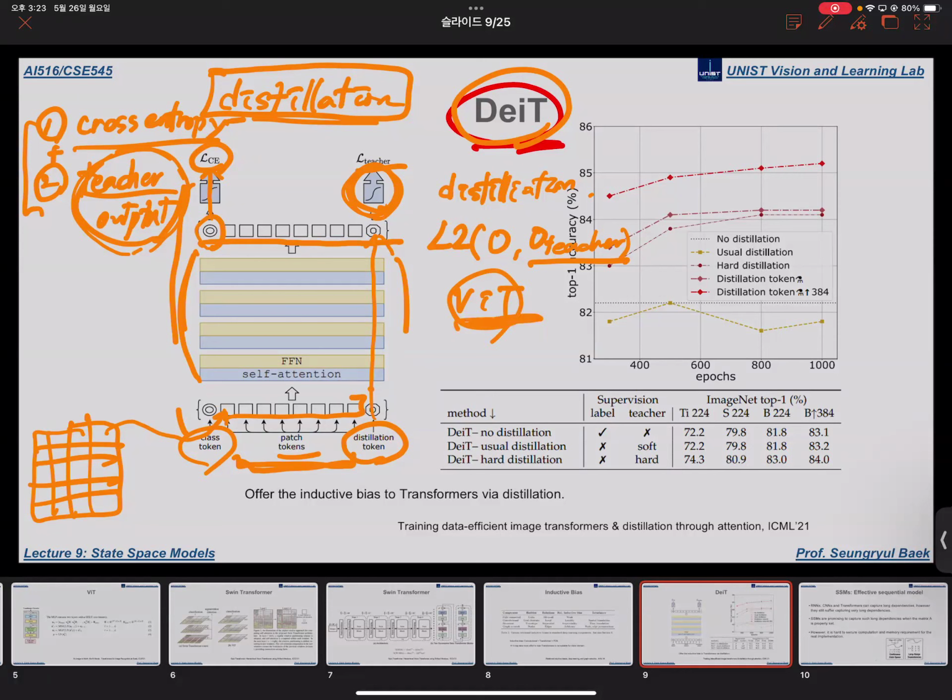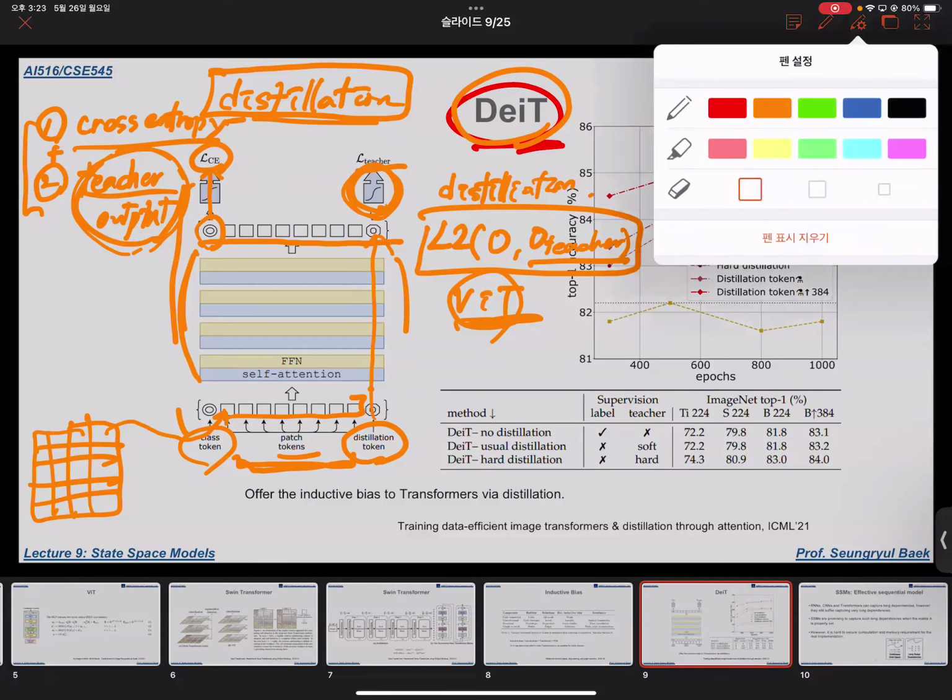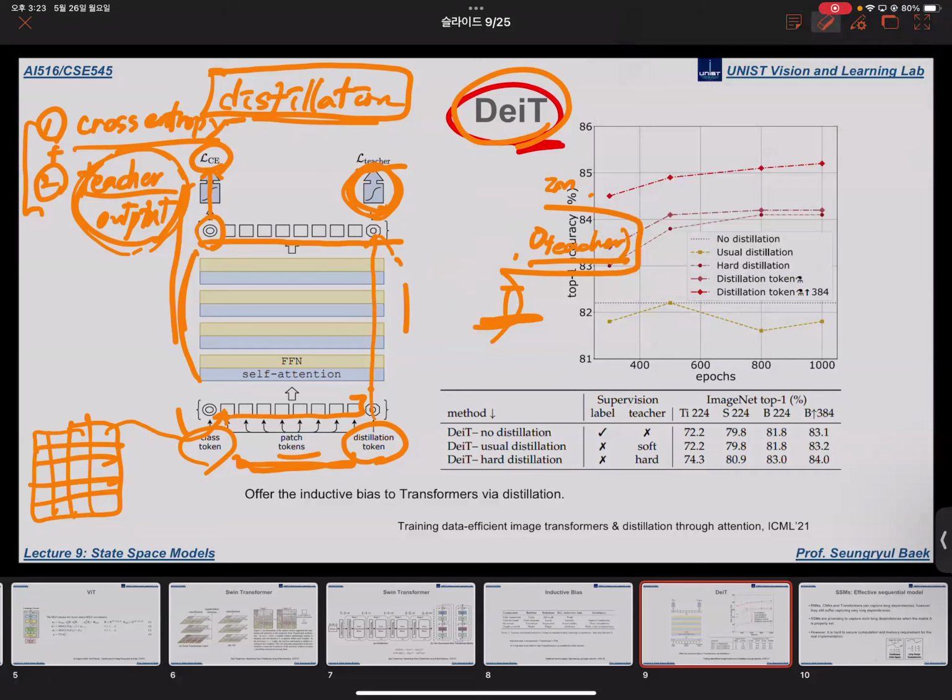In this paper, the authors experiment to confirm that when we supply the distillation loss to our transformer-based architecture, the training could be faster than before. Okay, and the result is very interesting.